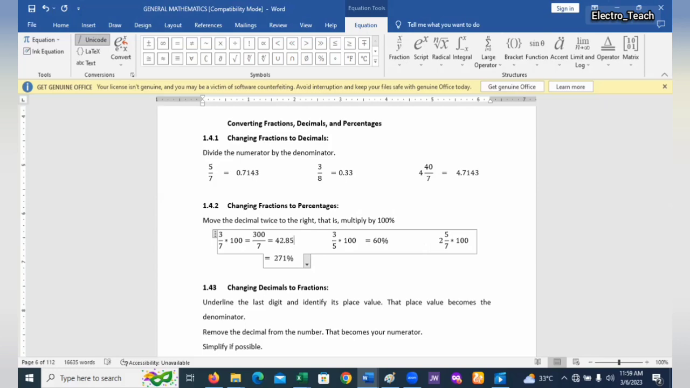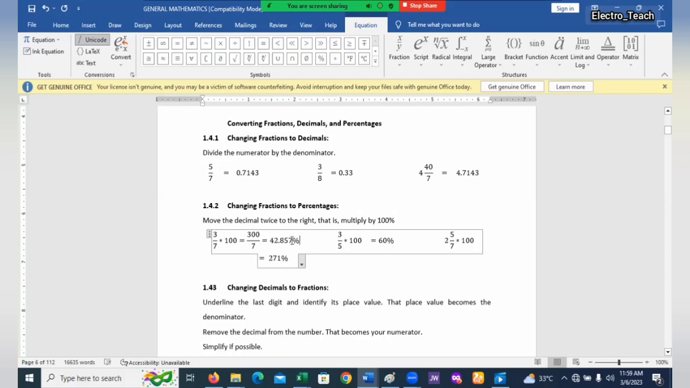Then the remainder will be 5, and you add 0 to that, 50. So in 50 again, you can get it 7 times, and so on like that. So the answer you got now, you can now add the symbol of percentage to it.